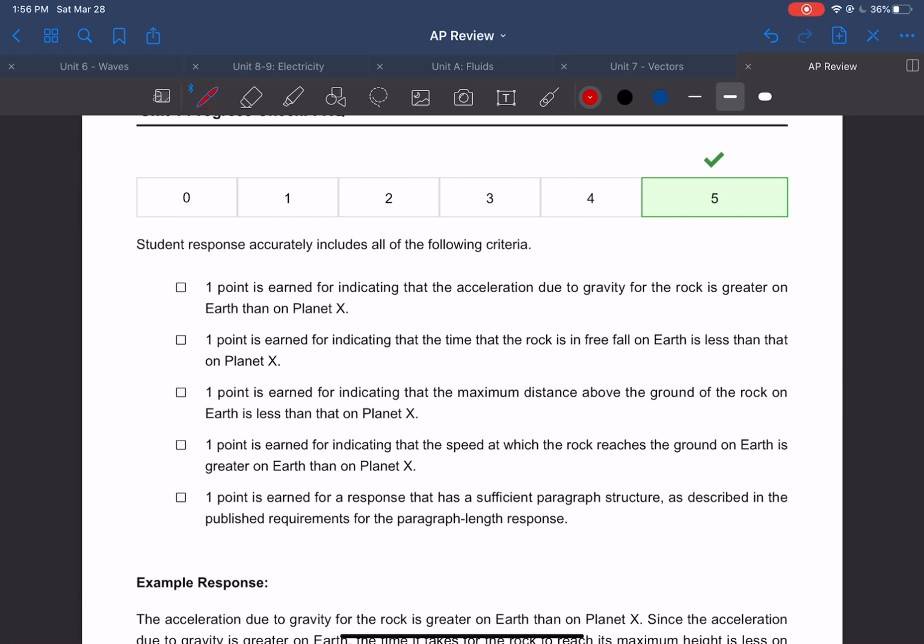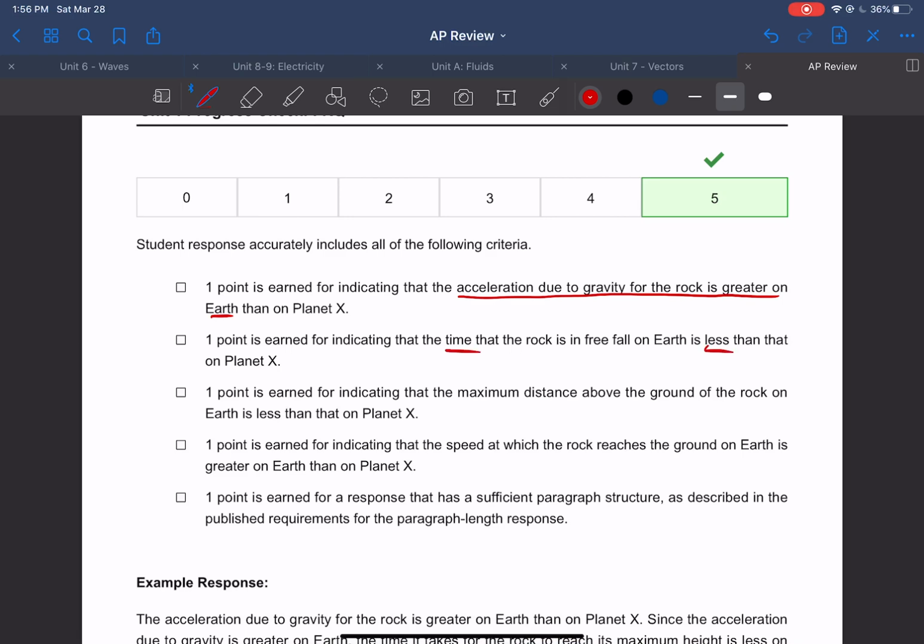So was just mentioning what I said before, that the acceleration due to gravity is greater on Earth than on planet X. That right there is worth 1 point. So just always make sure you include the things that may seem obvious to you. All right, so you get 1 point for saying that the object will be in free fall for less time. Since there's stronger gravity on Earth, it's going to hit the ground faster, so time is going to be less.